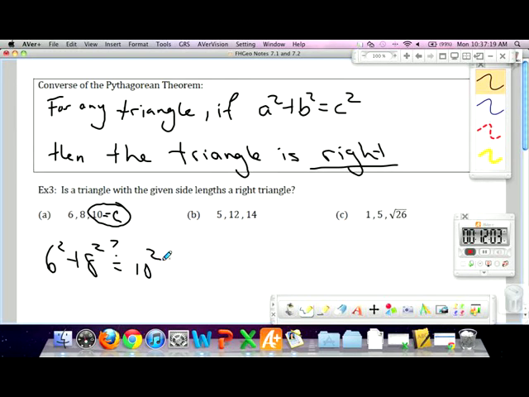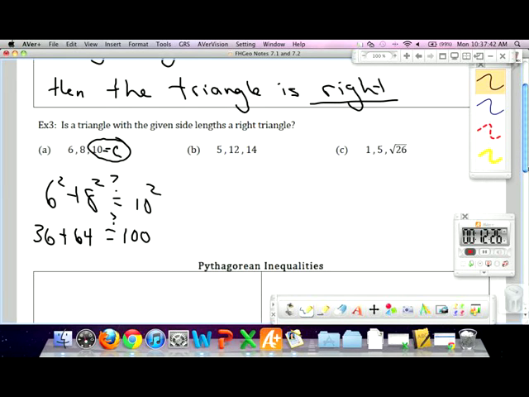If we add the sum of the squares of the two smallest, is that equal to the square of the largest? Well, let's see, 6 squared is 36, 8 squared is 64. Is 36 plus 64 equal to 100? Yeah, both sides are the same. Since a squared plus b squared equals c squared, then yes, this is a right triangle.